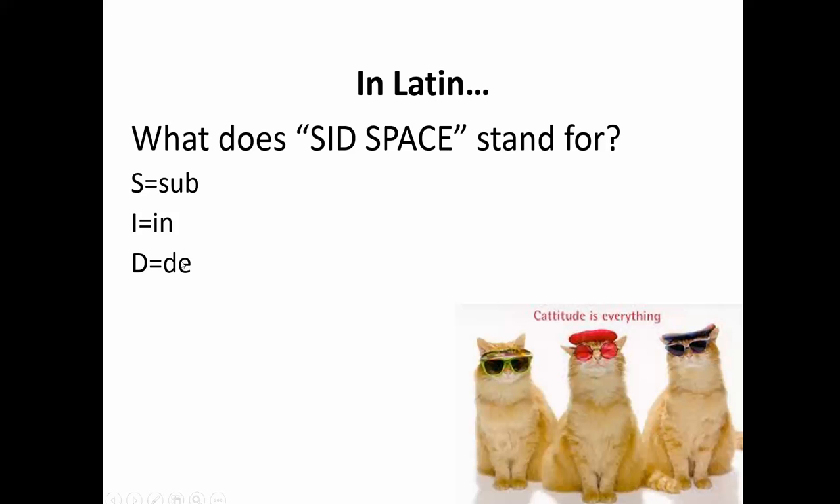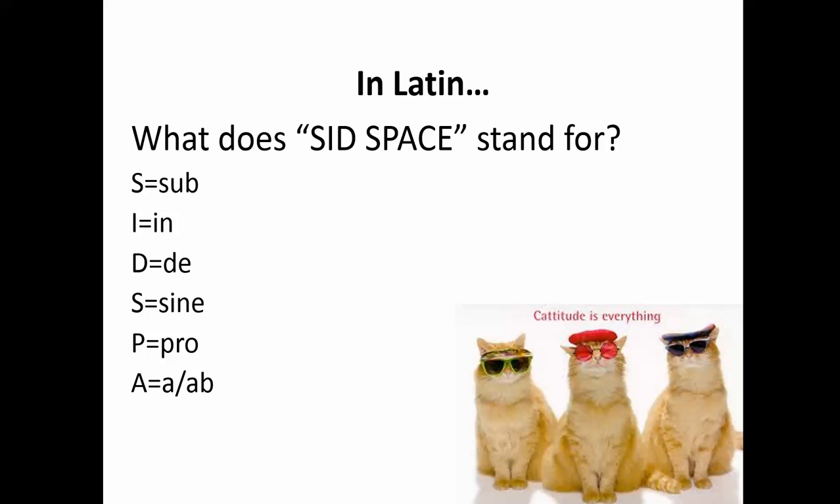D is for de, which means down from or about. The next S is for sine, which means without. As in, without friends, I'm very sad. The P is for pro, which means in front of, on behalf of, before.